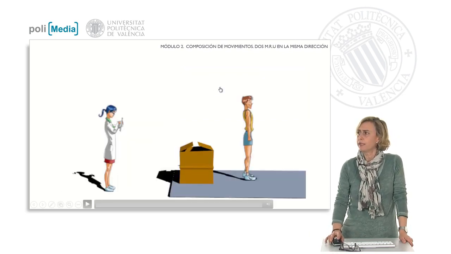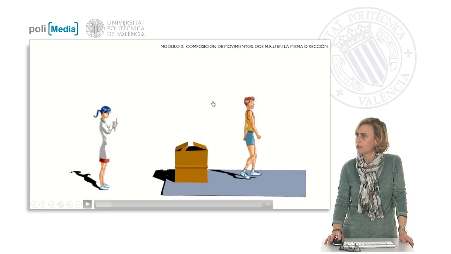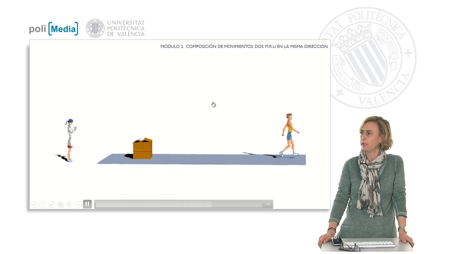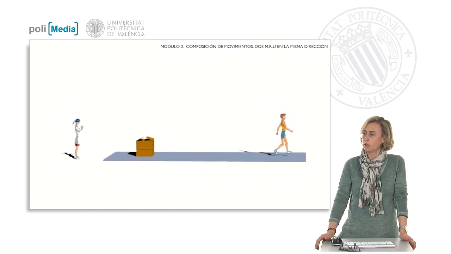Let's see, in this case, what happens to J. He is on a moving conveyor belt, and at the same time, he walks on it. Let's study what happens in this case.